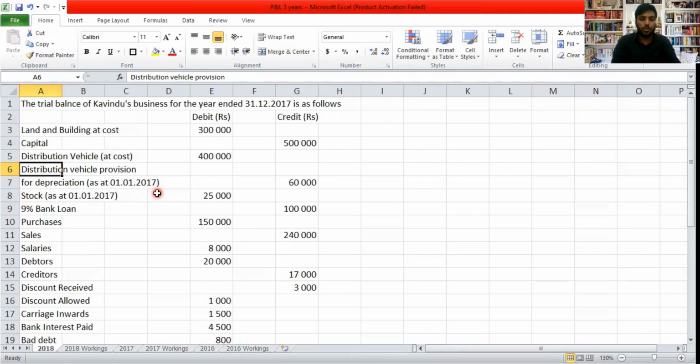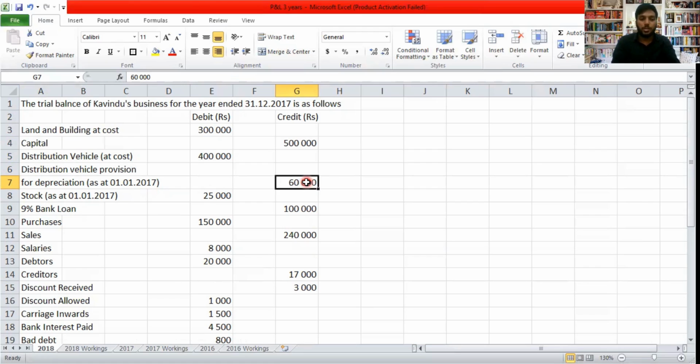So what is this provision for depreciation? This is the depreciation they have deducted every year for the distribution vehicle, and totally how much they have deducted is what they have shown here. So this is a credit balance. Always remember, a provision will always be a credit balance. So you need to take this balance to the financial position under the accumulated depreciation column.